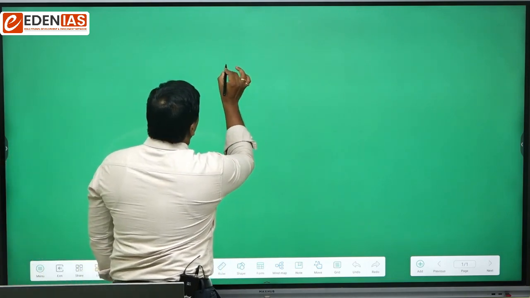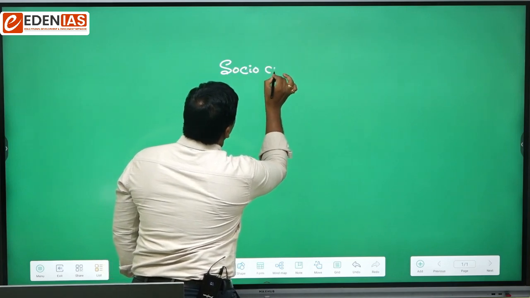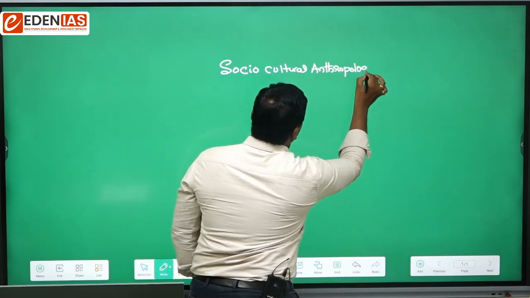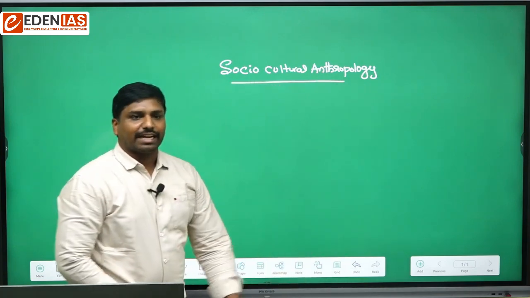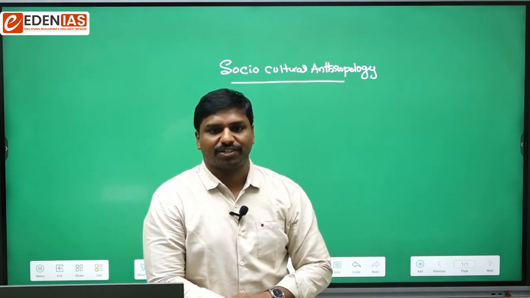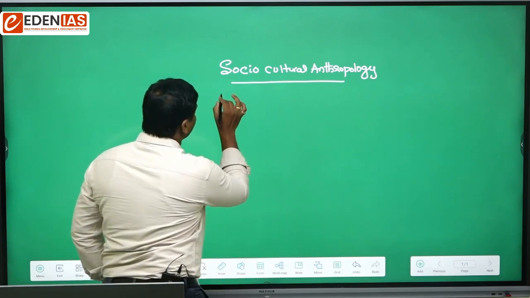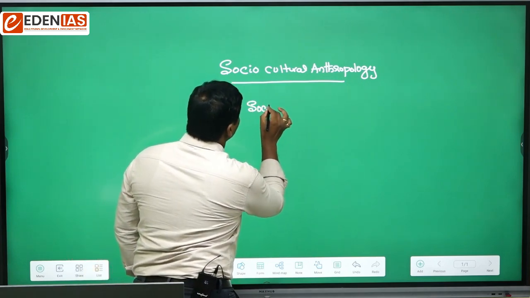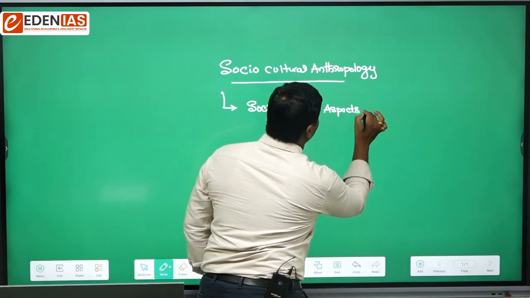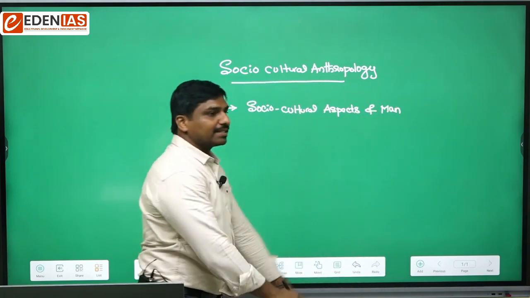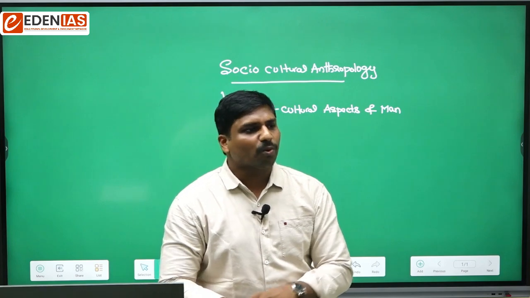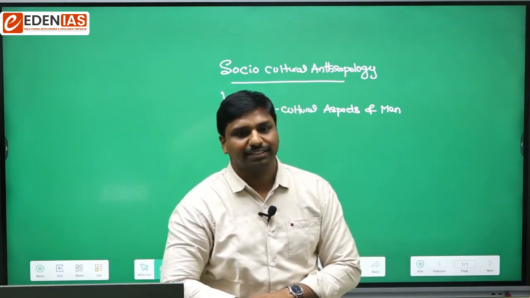Now let us see what socio-cultural anthropology is. As we have said, there are four branches of anthropology, and socio-cultural anthropology is one of them. Its objective is that it chiefly deals with the socio-cultural aspects of man. That means man is engaged in various social activities and performs various cultural activities. All these things are systematically studied under this particular branch.